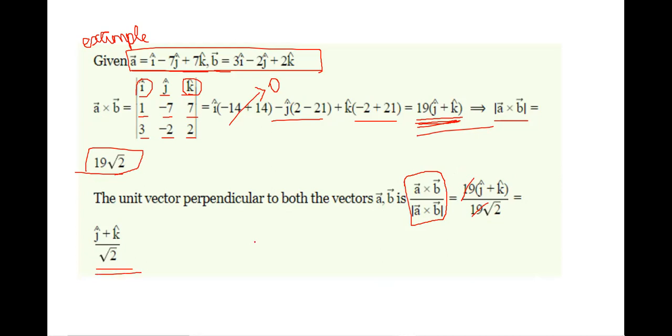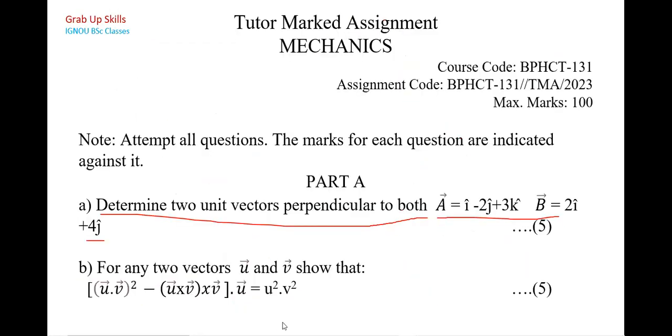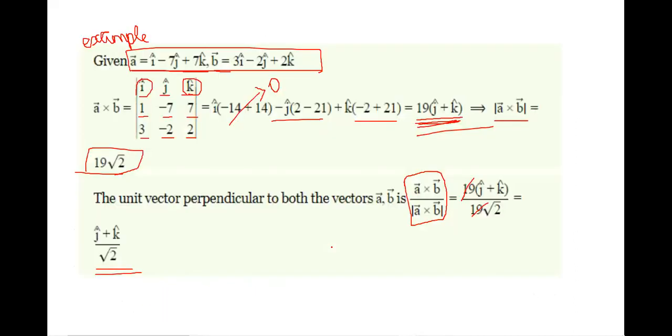So this is the simple problem, as we have seen in the last problem. I have just given an example to help you understand better. It is the same question: determine two unit vectors perpendicular to both. In this question we have just changed the equation, because in the last question we did not have k, so there was a little confusion. That term was not there in the last question, so I have taken another example.